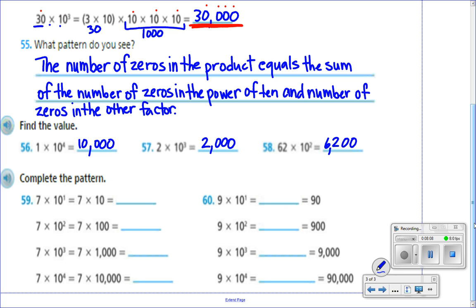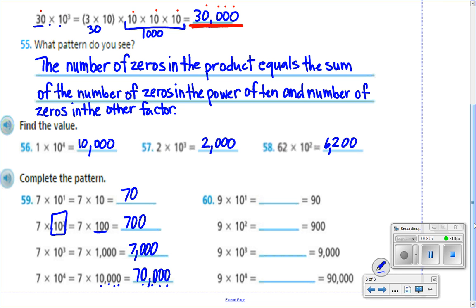So 7 times 10 to the 1st power equals 7 times 10, which we know is 70. 7 times 10 to the 2nd power, this right here, we know equals 100, which gives 700. 7 times 10 to the 3rd power equals 7 times 1,000, which is 7,000. 7 times 10 to the 4th power: 10 to the 4th power equals 10,000, because there are 1, 2, 3, 4 zeros. So it's 70,000. 4 zeros, 4 zeros.